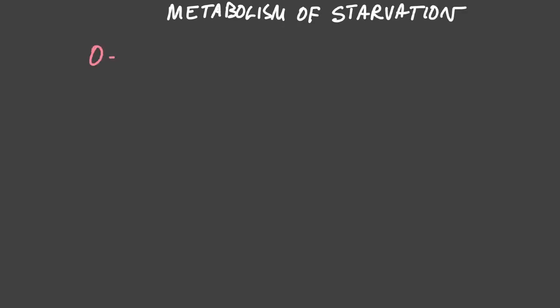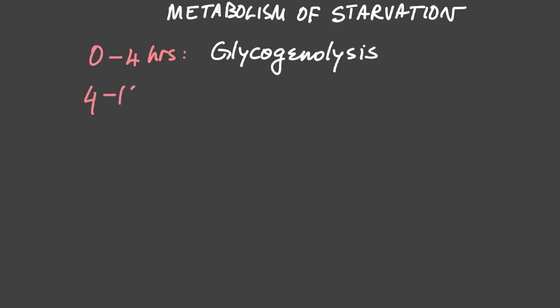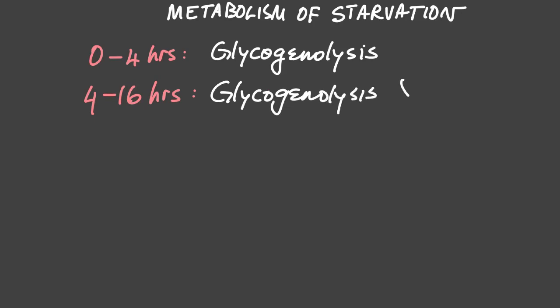How does the body get fuel when you are fasting? So let's look at the metabolism of starvation. Within 4 hours of having eaten a meal, the liver breaks down glycogen to provide glucose. Glucose is the main fuel for the majority of our organs, except the heart, which uses fatty acids. From 4 to 16 hours of having eaten a meal, glycogenolysis still continues.